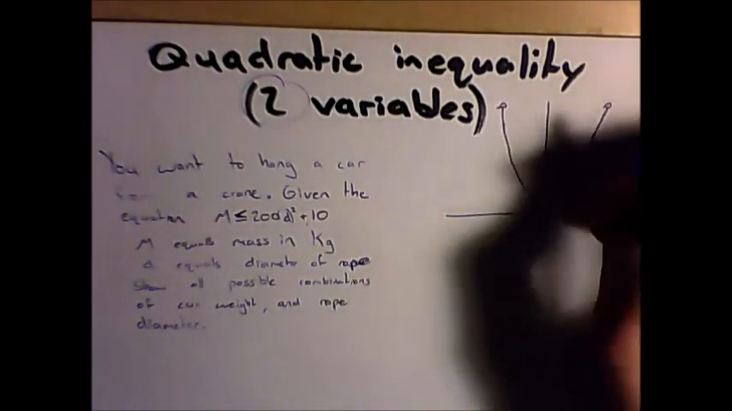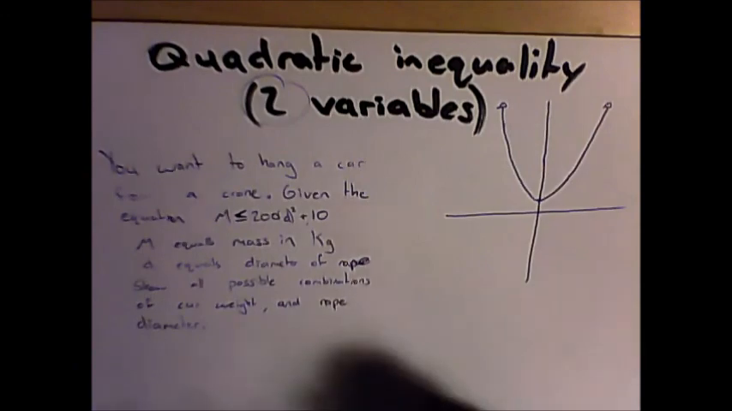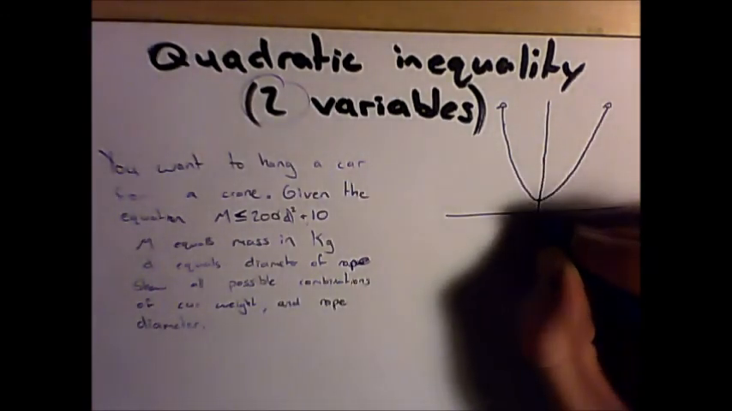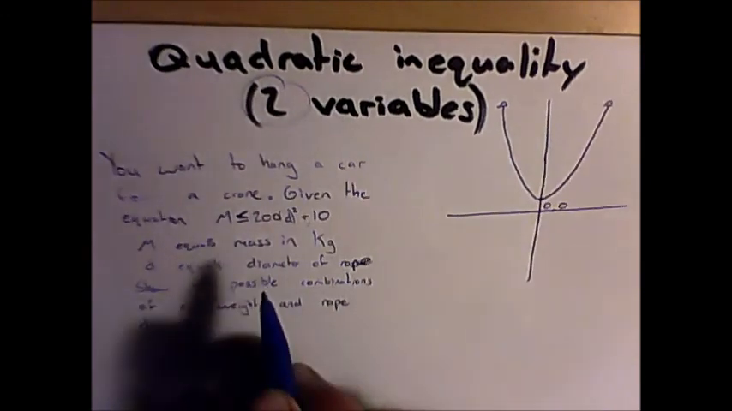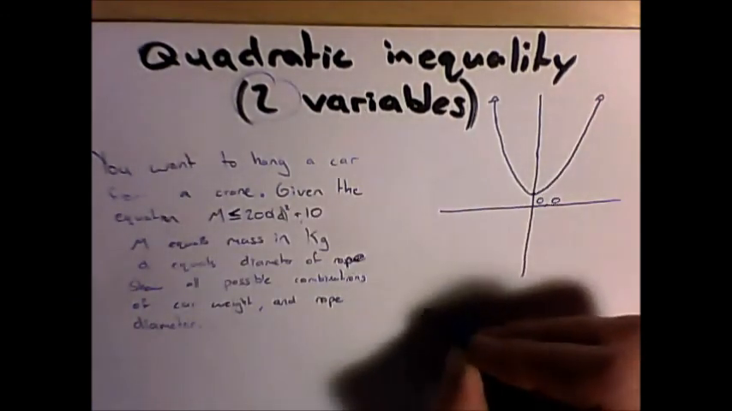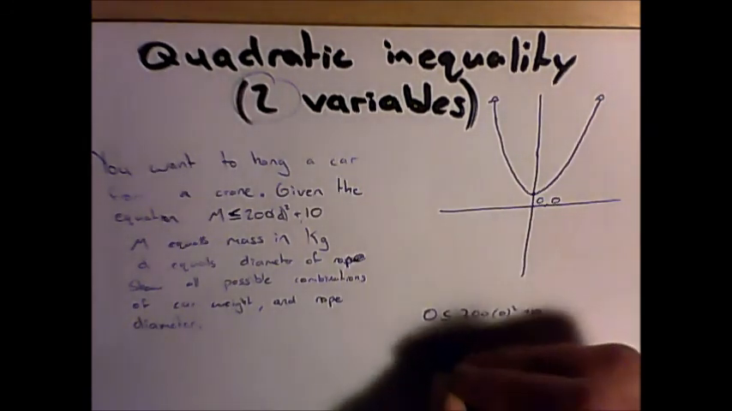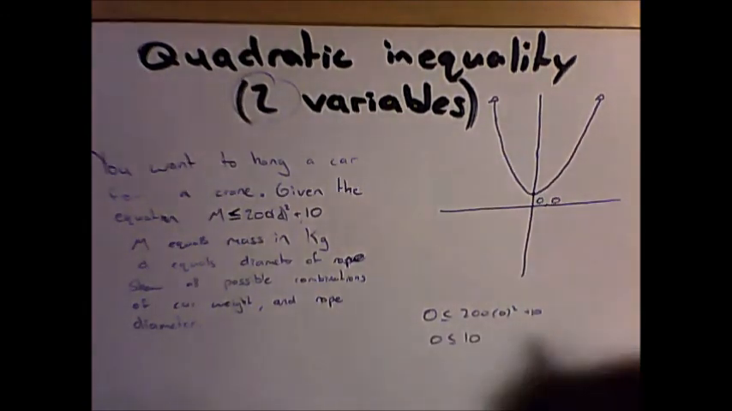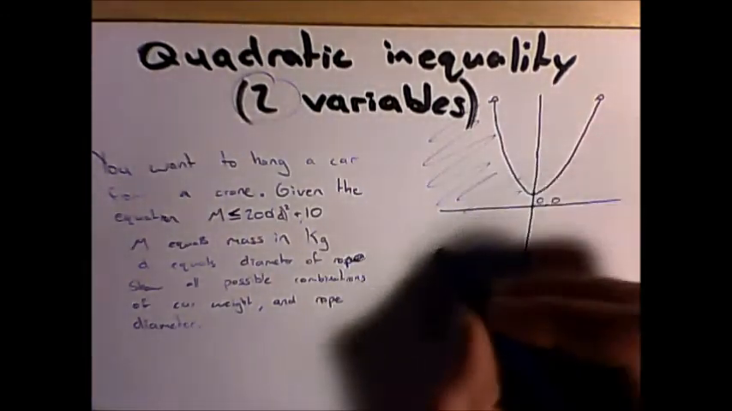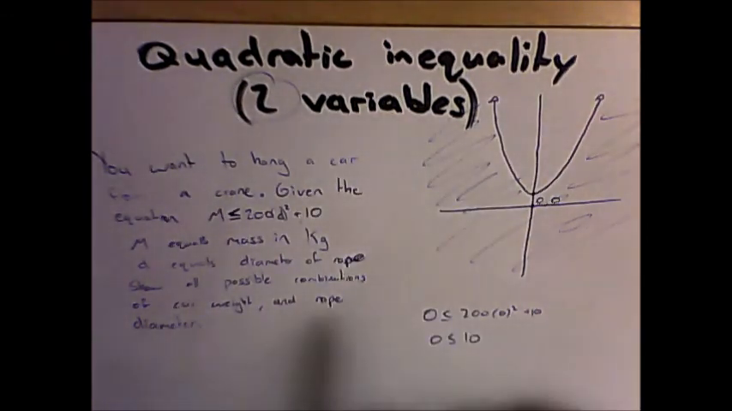Now we need to find which region, if it's inside the parabola or outside the parabola, is the solution region. Now, just like when we were solving a linear inequality, we can pick a test point. Generally, the easiest test point to pick is 0, 0, because most of the time our variables' coefficients just cancel out and it becomes really, really easy. So we know that m is equal to 0. 200 times 0 squared plus 10, and it just simplifies to 0 is less than or equal to 10. Now we know that this test point satisfies the equation, so we know that it will be this region in here that is all the possible values of the mass and the diameter of the rope.